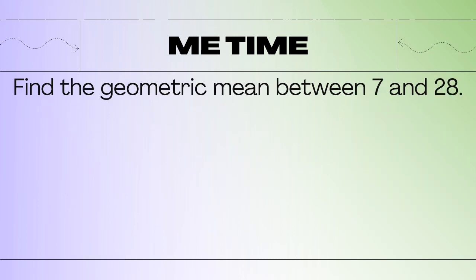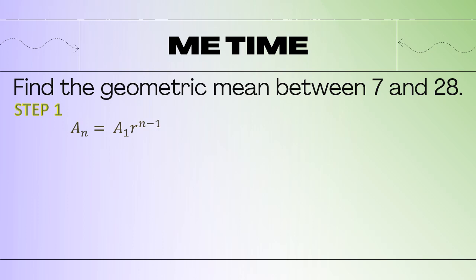Okay, for our next example, find the geometric mean between 7 and 28. So again, it is not mentioned here of how many geometric means you are going to insert. So that means we're going to assume that we are going to insert one geometric mean only. Okay, so now I'm going to use the complete steps again.